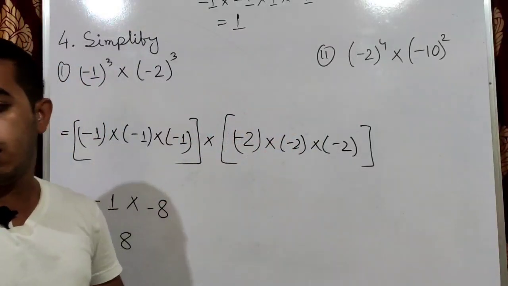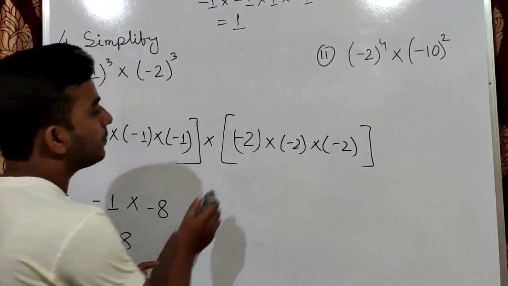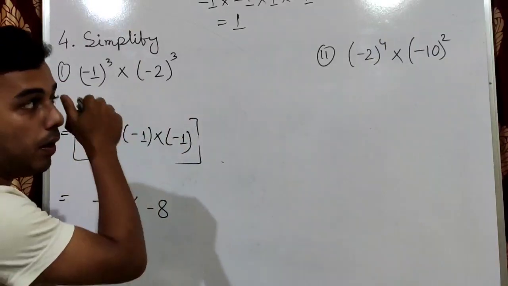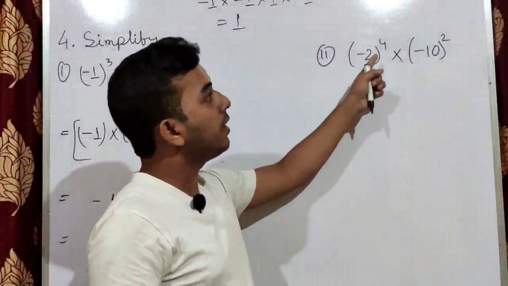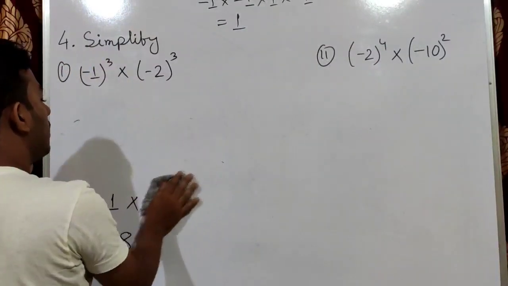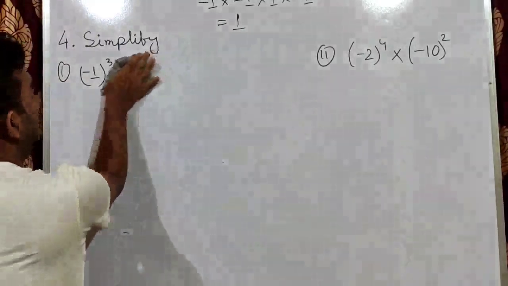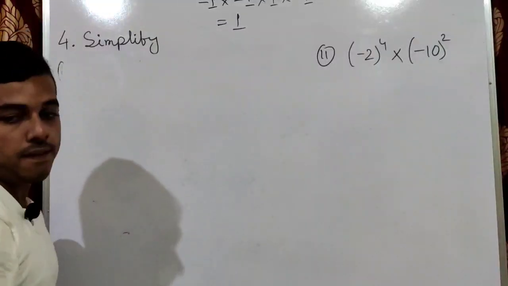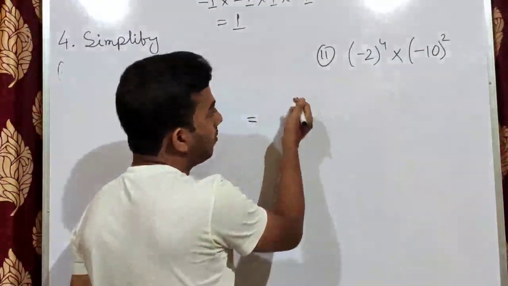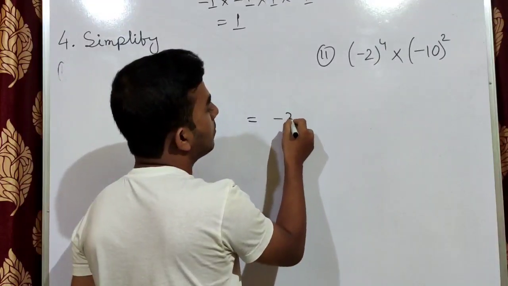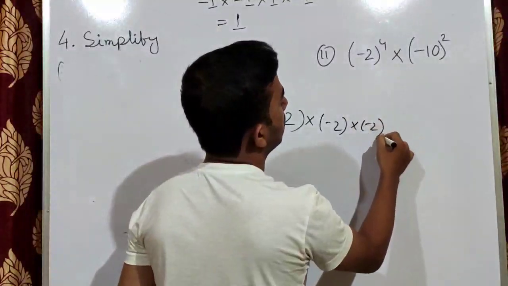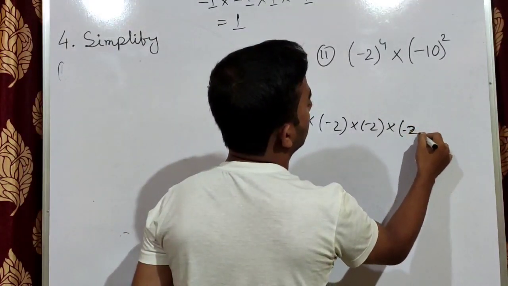Now we will solve our question number 2. Here the question is minus 2 to the power 4. Look here, in this case we have a negative number as well as an even power. So how will you solve that? Here the sign will change. Minus 2 to the power 4 means minus 2 is multiplied 4 times. So it will be minus 2 into minus 2 into minus 2 into minus 2.